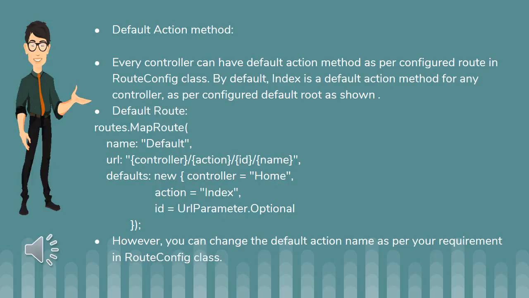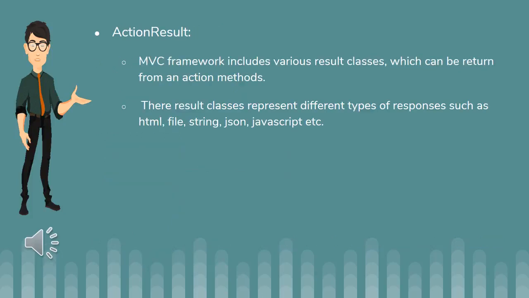Every controller can have a default action method as per the configured route and route config class. By default, Index is the default action method for any controller, as per the configured default route. However, you can change the default action name as per your requirement in the route config class. Action Result. The MVC framework includes various result classes, which can be returned from action methods.